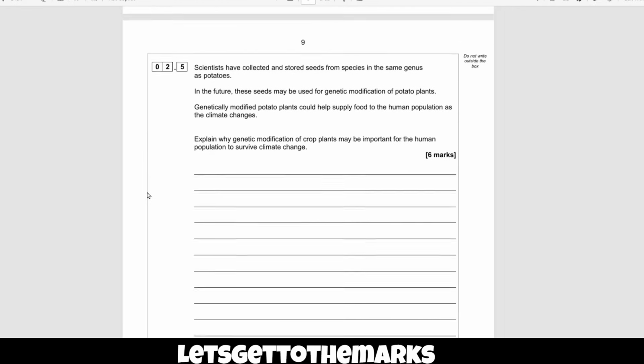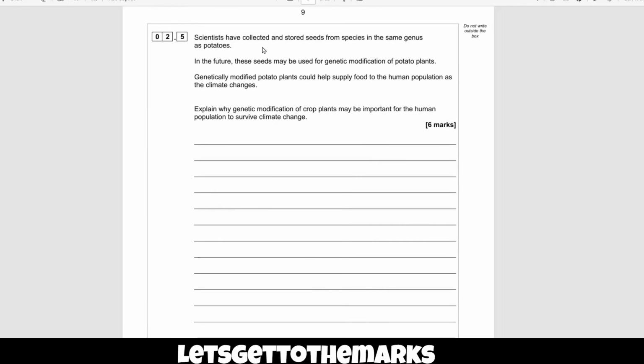Okay, let's zing on. 2.5. Scientists have collected and stored seeds from species in the same genus as potatoes. In the future, these seeds may be used for genetic modification of potato plants. Genetically modified potato plants could help supply food to the human population as the climate changes. Explain how the genetic modification of crop plants may be important for the human population to survive climate changes. This is quite a hard question, 6 marks.